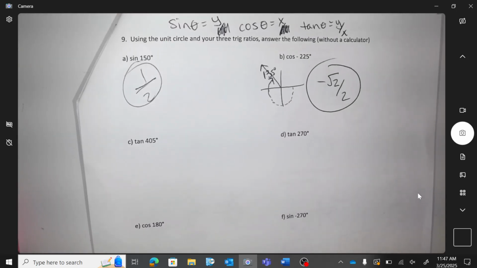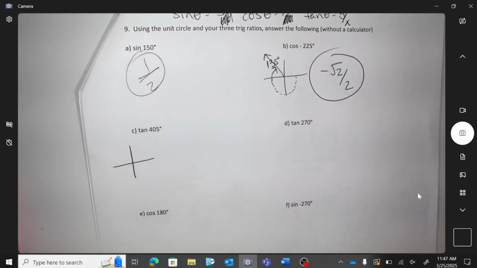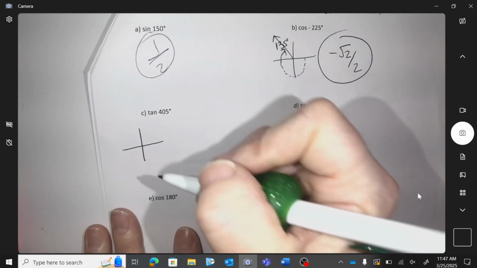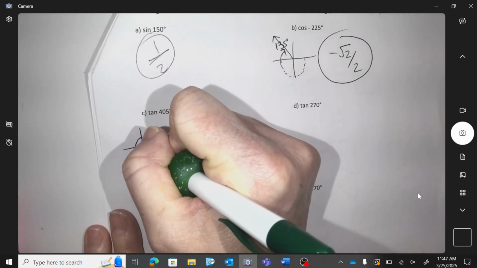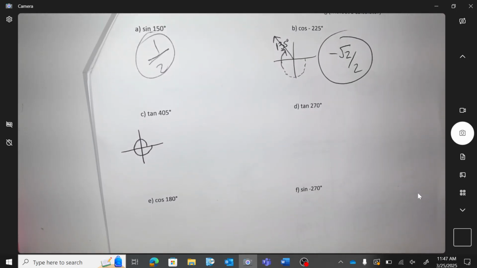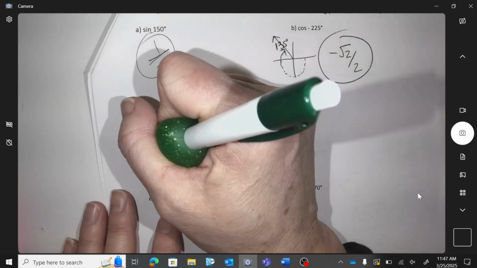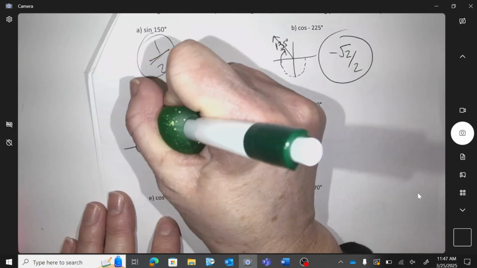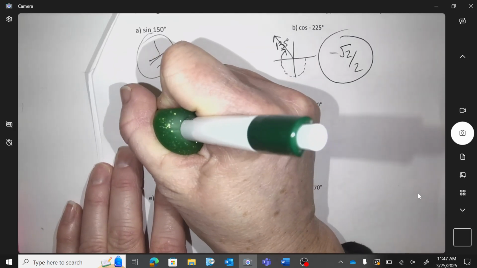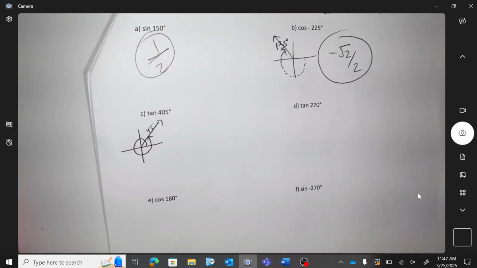Okay, 405, that's, I don't know. So I'm going to draw it out and think about it. So 360, you don't have a calculator. How many more degrees do I have to go past 360? 45 extra, right? 360 plus 40 is the 400, 45. Okay.